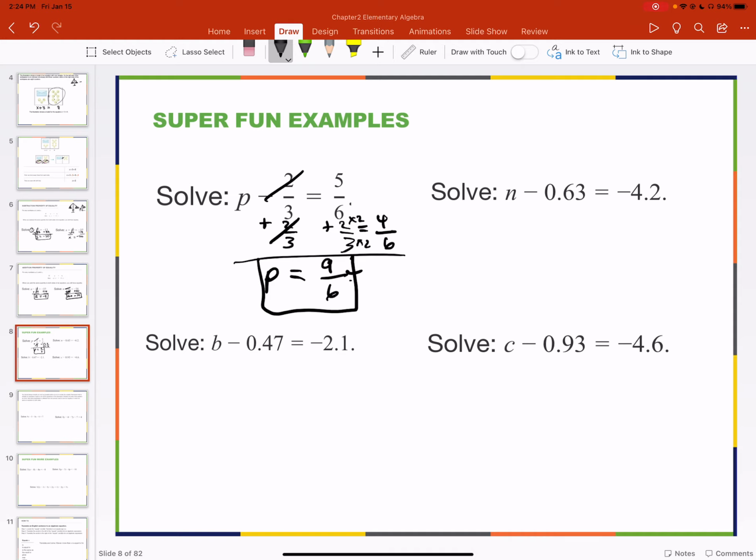You can reduce this also, sorry. So if you divide top and bottom by 3, that would become 3/2. So that's actually more correct, 3/2.